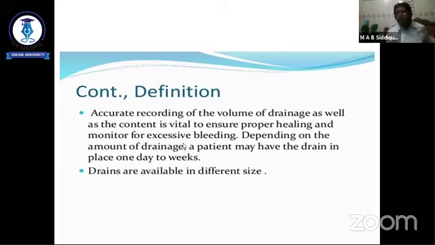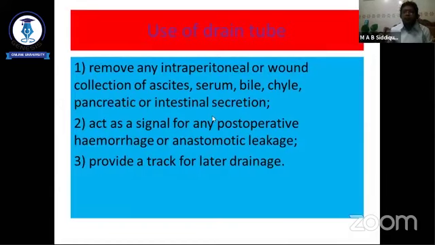Depending on the amount of drainage, a patient may have the drain in place from 1 day to weeks. Drains are available in different sizes. The use of a drain tube is to remove any intraperitoneal collection of ascites, to reduce the gap, and the collection of ascites, serum, bile, chyle, and pancreatic or intestinal secretion acts as a signal for any postoperative hemorrhage or anastomotic leakage, and provides a track for later drainage.